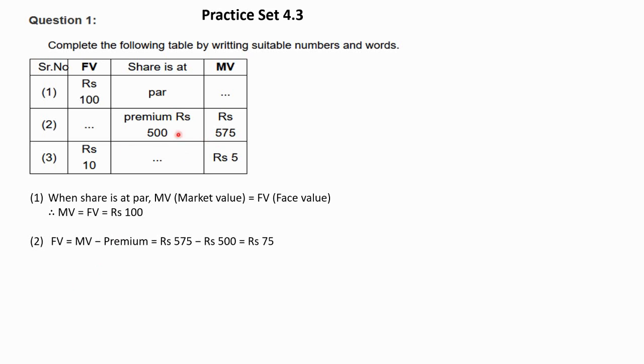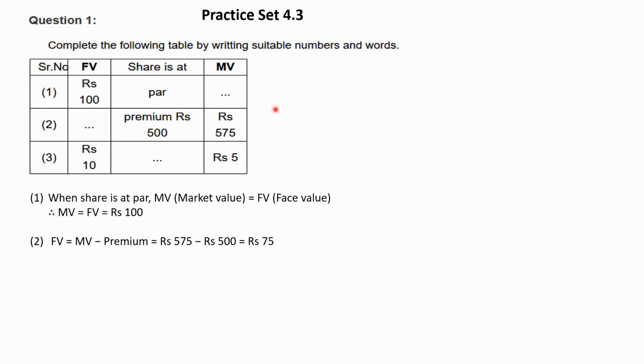Second, the share is at premium. A share is said to be at premium when market value is greater than the face value. To find the face value, we take the difference: market value minus premium. The premium is rupees 500. So market value rupees 575, mentioned in the question, minus 500, that is the premium, gives rupees 75. The face value of the share is rupees 75, and in the market the price of the share increased by rupees 500.